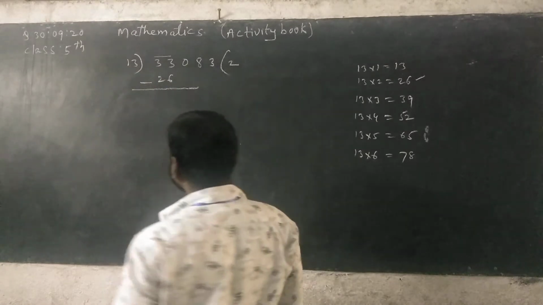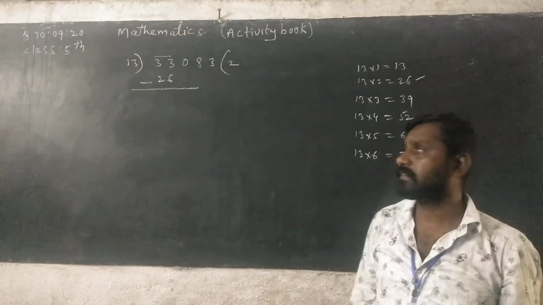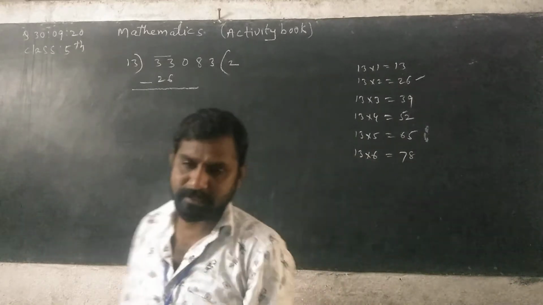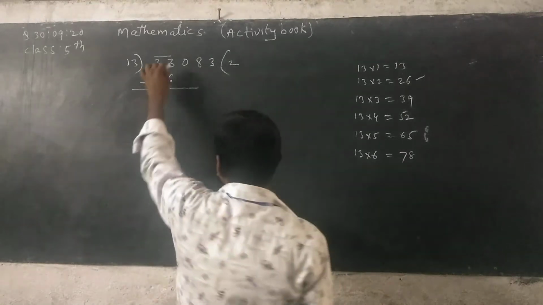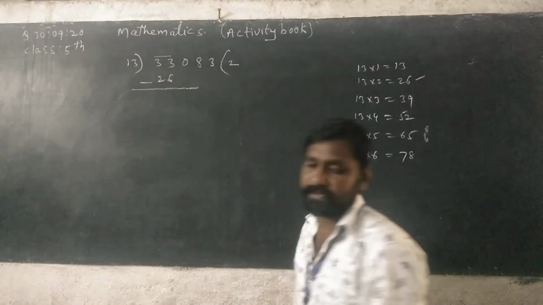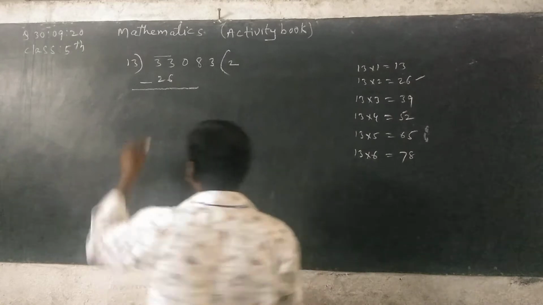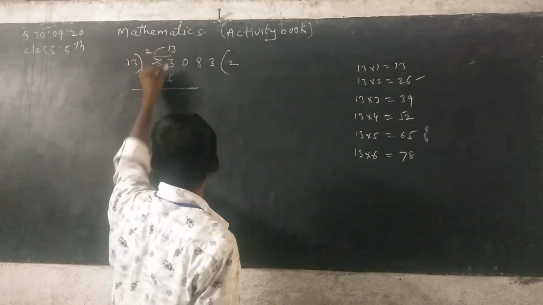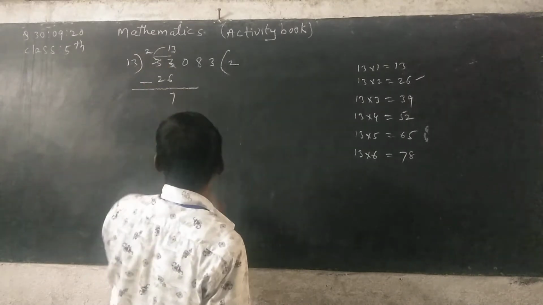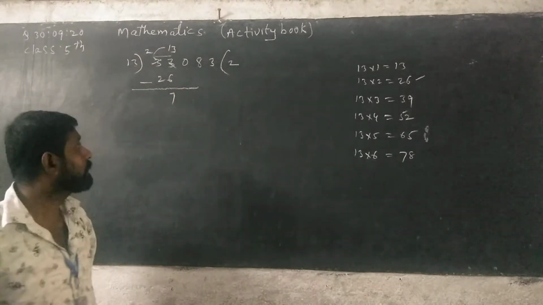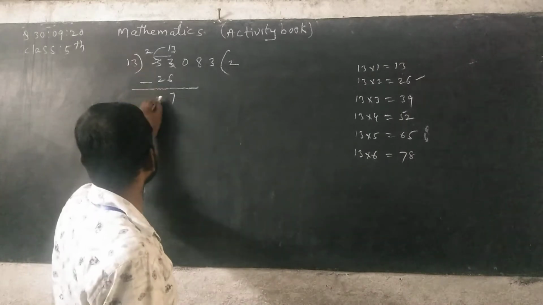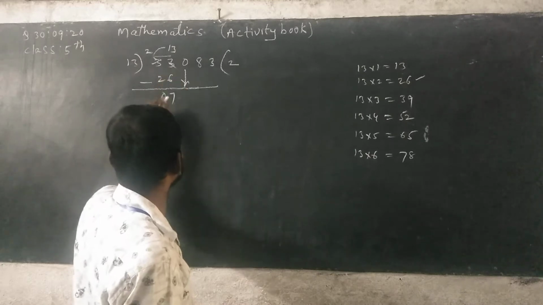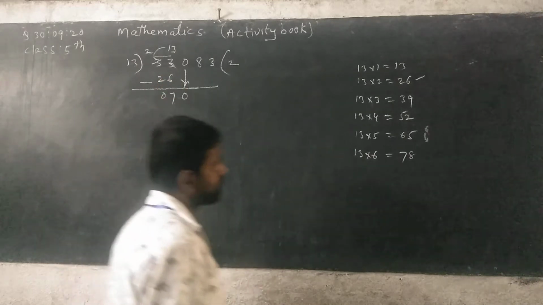26 is subtracted from 33. First we subtract the digits in ones place. 3 minus 6, possible? Not possible. Then take borrowing from 3, it can give 10, 10 plus 3, 13. So here 2. 13 minus 6, 7. Next, 2 minus 2, 0. 7 is less than 13, then bring down 0 to the remainder.